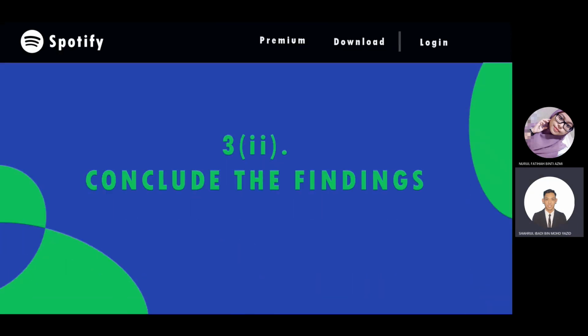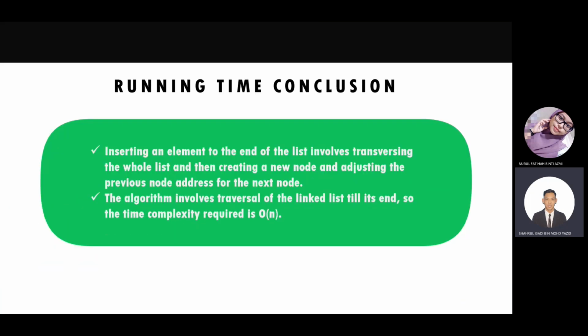So to conclude the findings for the algorithm efficiency, inserting an element to the end of the list involves traversing the whole list and then creating a new node and adjusting the previous node address for the next node. The algorithm involves traversal of the linked list till its end. So the time complexity required is O(N).